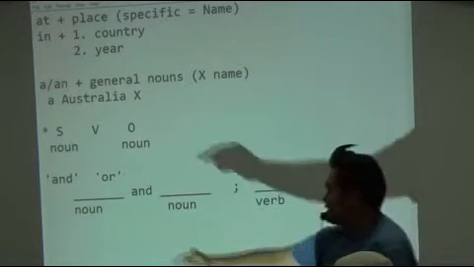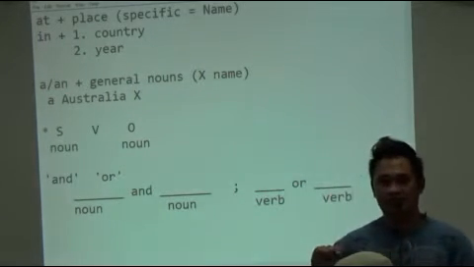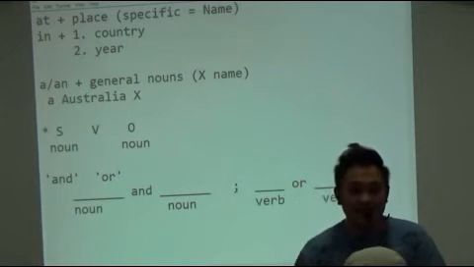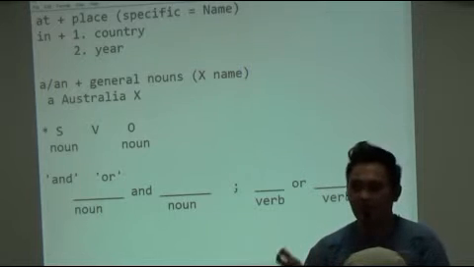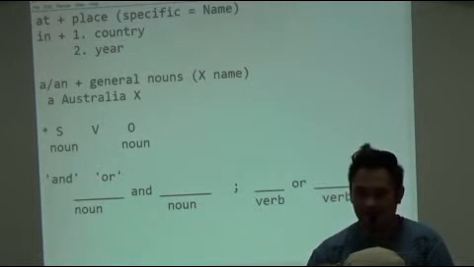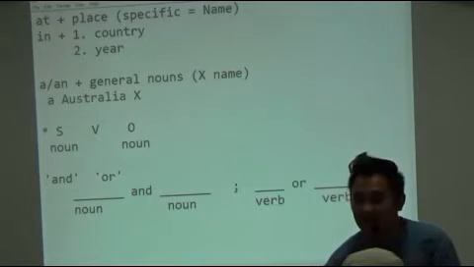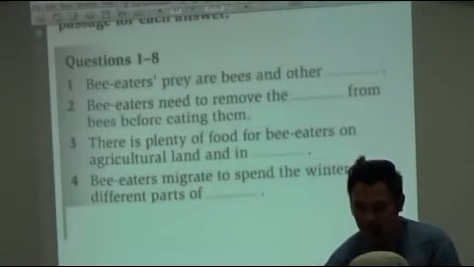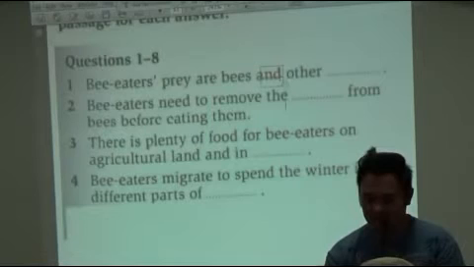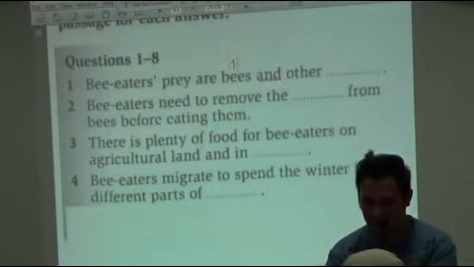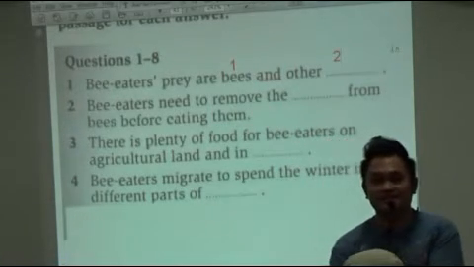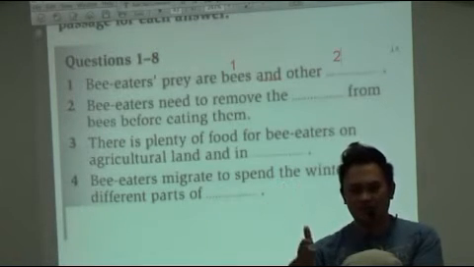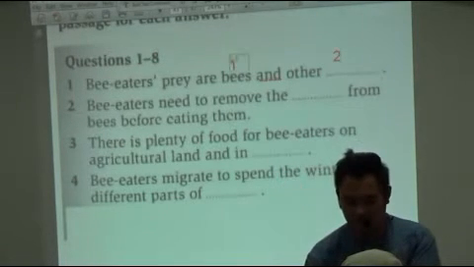The key point is and or. There's one question about that in the reading. Okay? Everybody say and, or, parallel. Let's go back here to the question. This is your main point, and bees, number 1, and other, number 2. What is a bee? Is it noun, verb, or adjective? Noun. Good.